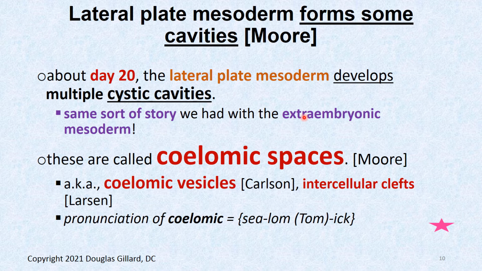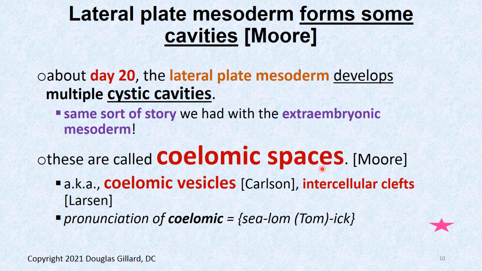So we have a solid lateral plate mesoderm, and about day 20, it's going to form little cysts in it. And those cysts, kind of like the same story which happened to the extraembryonic mesoderm. Remember, we got cysts in that? That was one tissue, and those cysts coalesced into a cavity called the chorionic cavity. Well, it's the same kind of deal here. We have some little cysts.